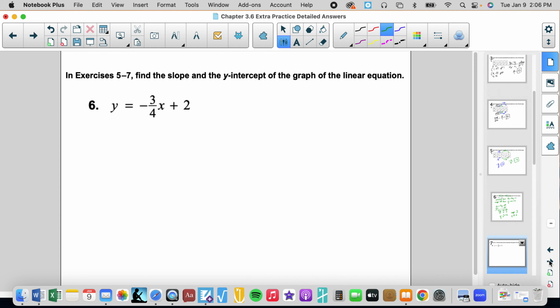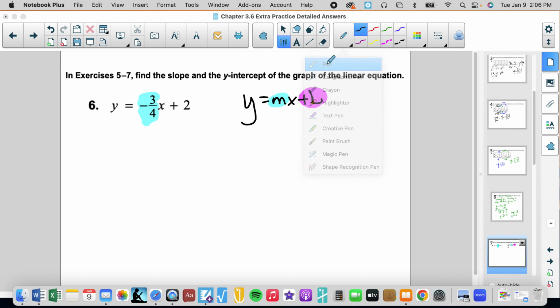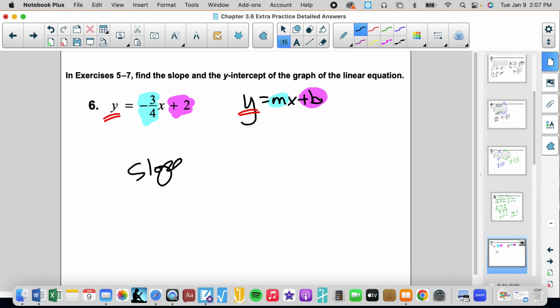Here we go. So this is nice. This is in slope-intercept form, y equals mx plus b, where the slope is the coefficient of x, which is -3/4, and my y-intercept, my b value, is going to be the constant being added or subtracted to my x value. And this only works when I have isolated y. So y is by itself, so I can pull that information. My slope is -3/4. My y-intercept is 2.